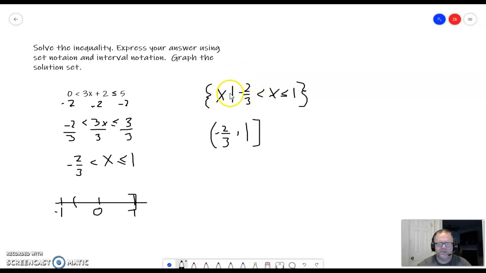This right there is interval notation, and this is set notation. The last thing they want us to do is graph this. Really, that's what we just did in the beginning. All you're doing is a number line, and you see where it starts. If it includes it, we put a bracket. If it doesn't include it, we do a parenthesis, and then we put the end there.